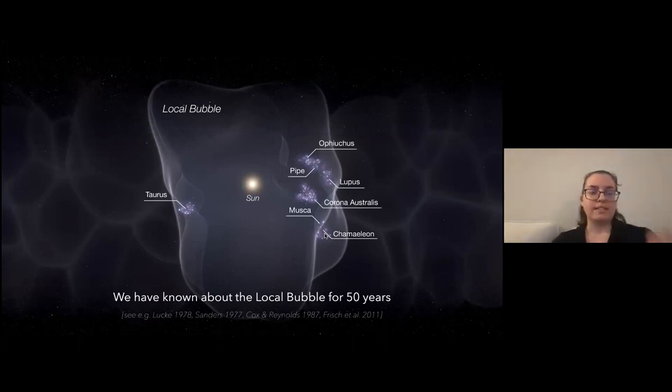The local bubble as an entity has been known about for about 50 years. Its existence was first posited around the 1970s. We've known about the local bubble as a region of lower density with respect to its surrounding medium, being more highly ionized and also hotter. But what we didn't know, and what I'm going to talk about today, is the relationship between the local bubble and nearby star formation.